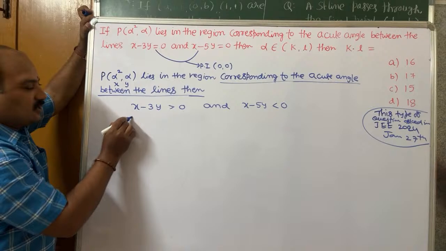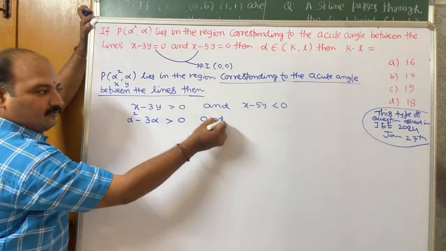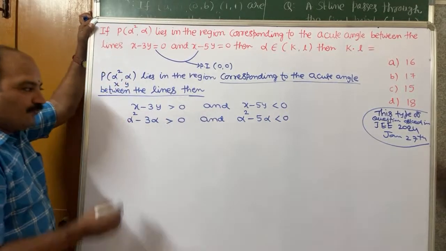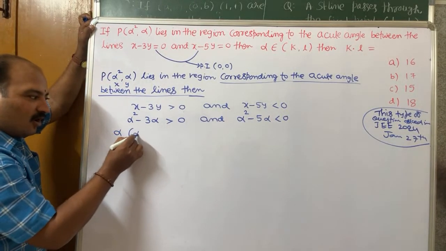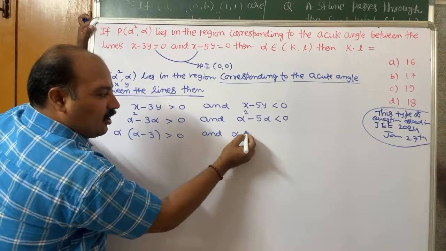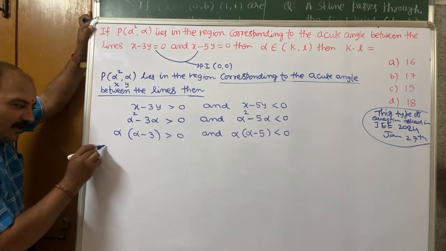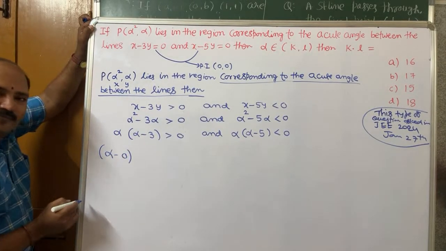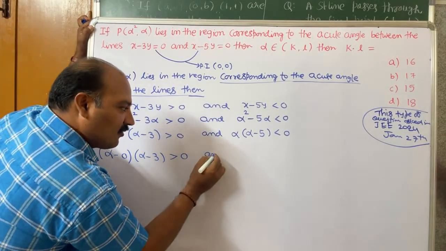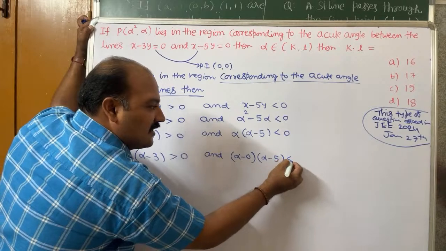So x value: alpha square minus 3 alpha is greater than 0 and alpha square minus 5 alpha is less than 0. So take alpha common: alpha into alpha minus 3 greater than 0, and here take alpha common: alpha into alpha minus 5 is less than 0. So we can write it as alpha minus 0 into alpha minus 3 is greater than 0 and alpha minus 0 into alpha minus 5 is less than 0.